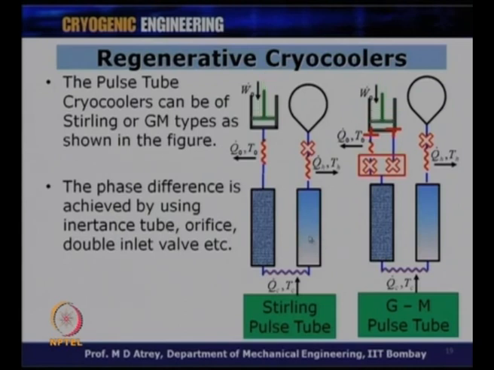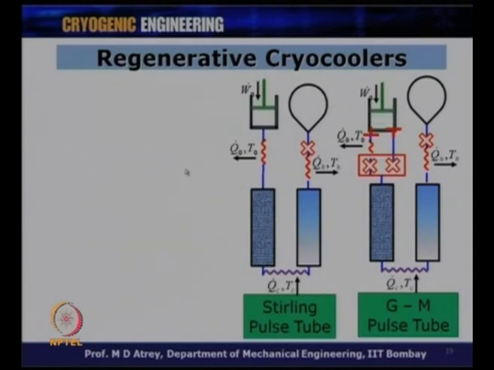But what you have to see here is that there is no mechanically driven displacer, so you get a gas which is moving up. In order that a particular phase difference gets maintained between this gas motion and the piston motion, we have a phase shift mechanism introduced by the inertance tube, orifice, or a double inlet valve, and you can also see a reservoir on the top. These are other devices which introduce this phase difference or nullify it. We can see that in the later part.